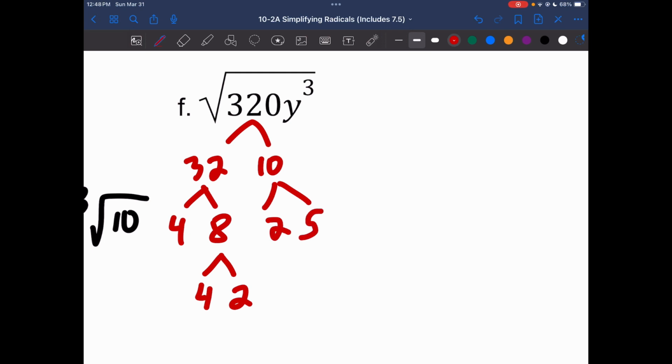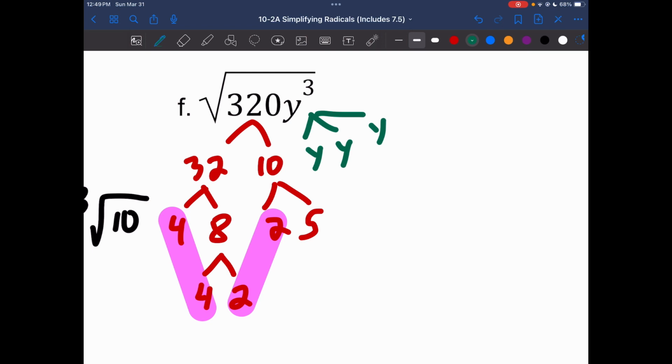Now, you'll notice I paused. I didn't break down those 4s because I recognize that 4s are perfect squares already, but I also saw that it was lining up that I would have a pair of 4s there, and I would have a pair of 2s there. Now, we break down our variables. It's odd, so we bring y to the third, and this is essentially just going to be y times y times y. And again, we have a pair there of y's that we can bring out.